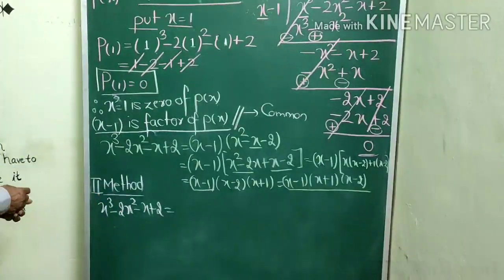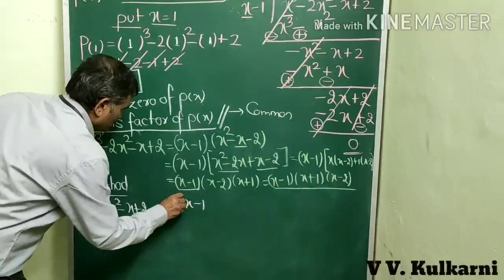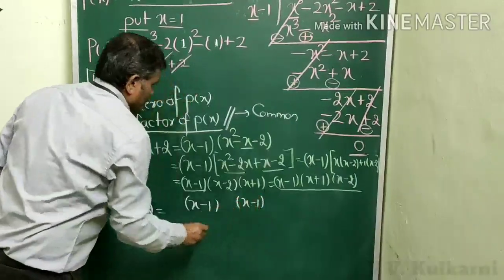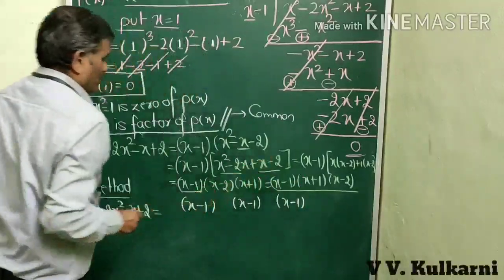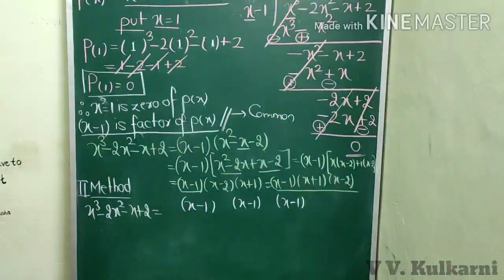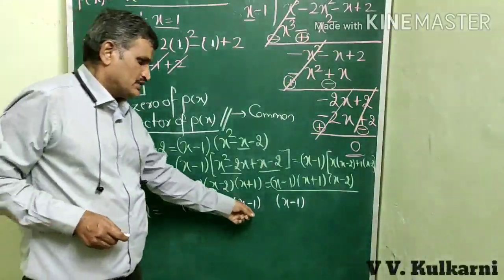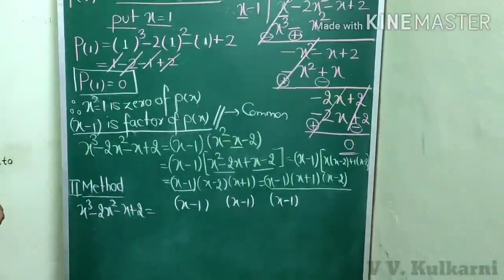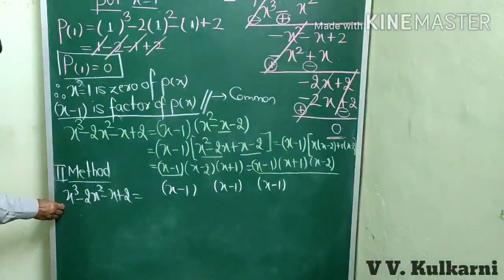What is that short method? In the short method, what we do is we keep on writing x minus 1 here. Again, we write x minus 1 here. And again, we write x minus 1 here. Just look carefully at what I am doing. So, I have written this factor x minus 1 thrice. After that, carefully observe what I do. See, I need x cube.